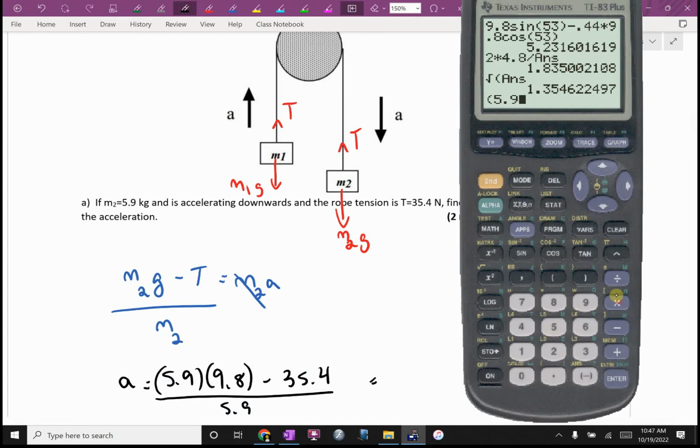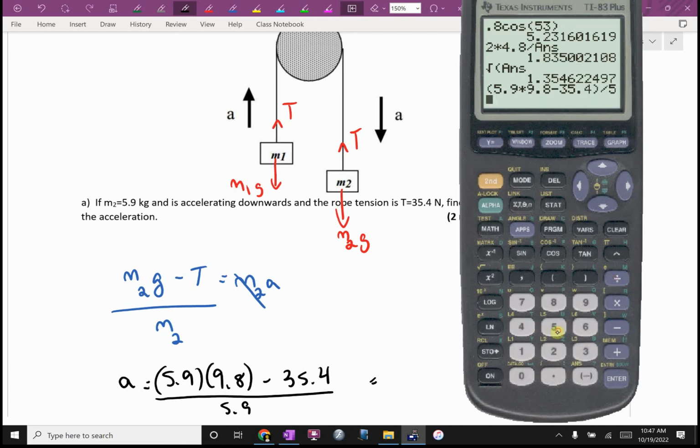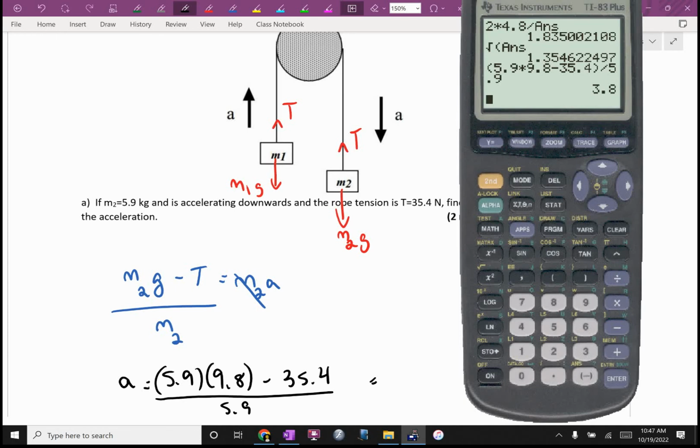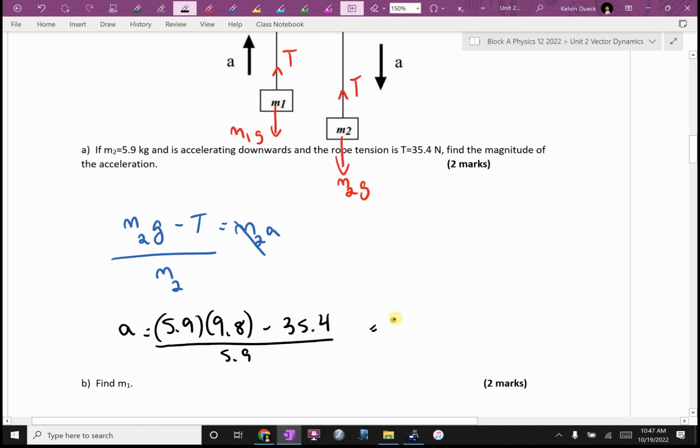Bracket, 5.9 times 9.8 minus 35.4, close bracket, divided by 5.9. I got it. Oh, nice. 3.8 meters per second squared even? Is that right? I always get suspicious when it works out to a nice number because I usually don't care enough to do that for you, so that's a fluke, but okay. I would give you 1 mark for that, half mark for the numbers, half mark for the answer, but as always, if you got it right, 2 out of 2.